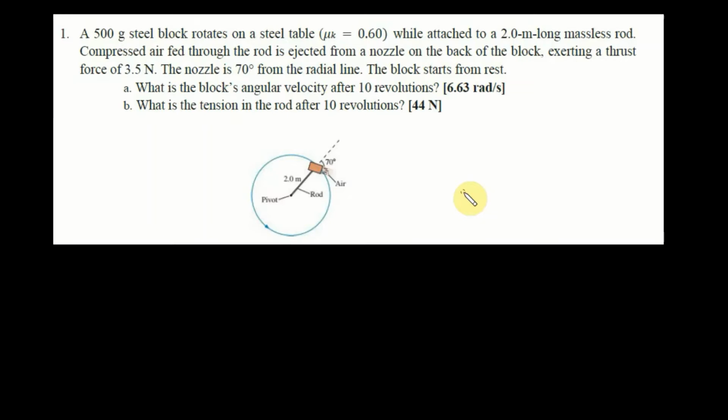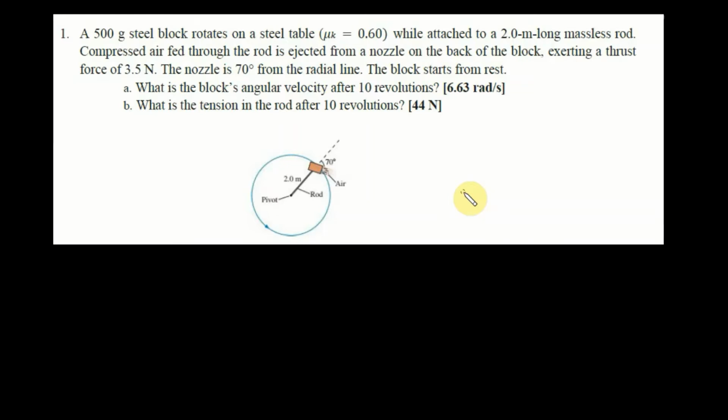Let's look at a physics problem. A 500 gram steel block rotates on a steel table, mu k 0.60, while attached to a 2.0 meter long massless rod. Compressed air fed through the rod is injected from a nozzle on the back of the block, exerting a thrust force of 3.5 Newton. The nozzle is 70 degrees from the radial line. The block starts from rest. What is the block's angular velocity after 10 revolutions? What is the tension in the rod after 10 revolutions?